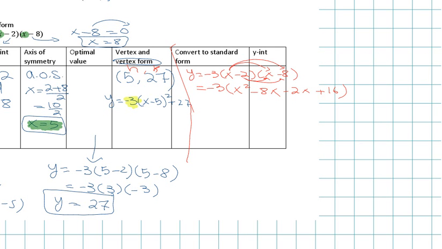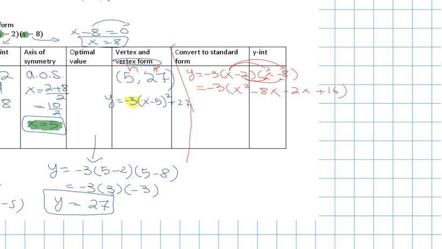Actually, then you should just go negative 3 times (x minus 5)... So you want to take the vertex form and expand? Can we do it? Yes, you can.